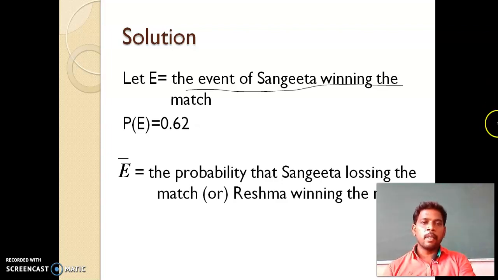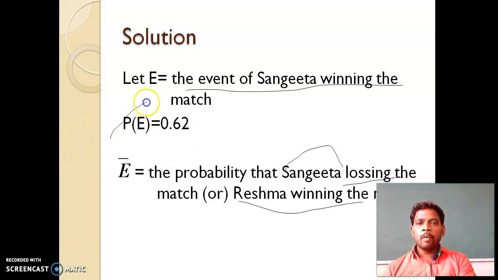Okay. So the probability that Sangeeta loses the match is E bar. Sangeeta losing the match means what? Reshma winning the match, right? So this is the question they asked here, right? So we are going to find out the probability of E bar only, right? We know that P of E is here and P of E bar we are going to find out. So both are connected by one formula, the third property. So what is the third property? P of E plus P of E bar equals 1.